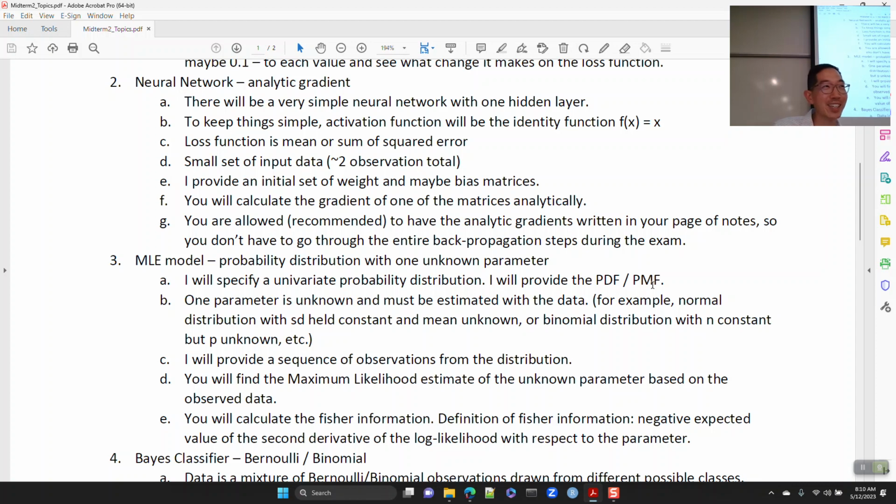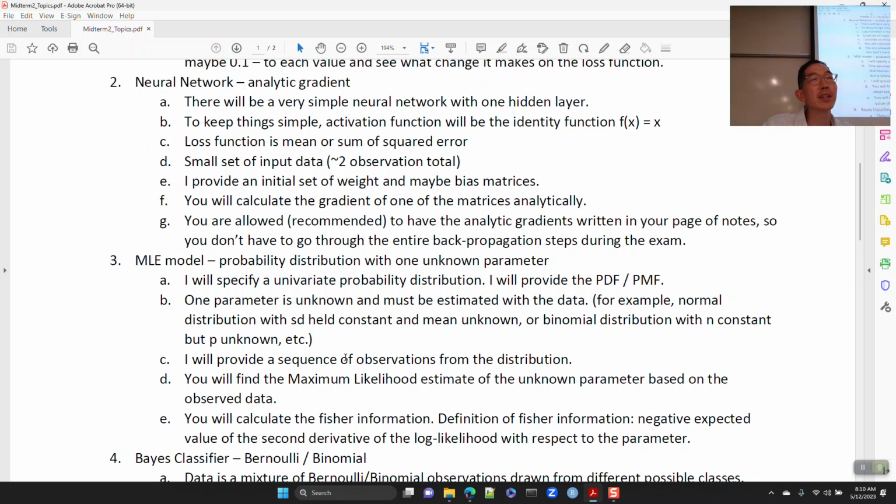But if it's your very first time ever seeing the exponential distribution, then you probably should have reviewed a little bit to be somewhat familiar with some of these things. But anyway, I'll provide some sequences of observations taken from this distribution.